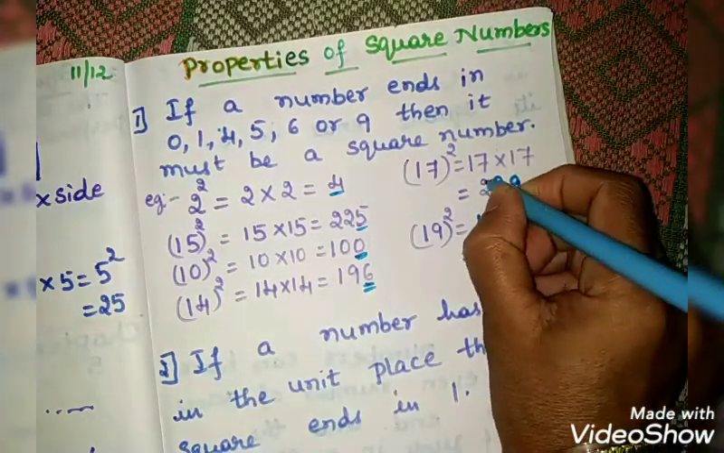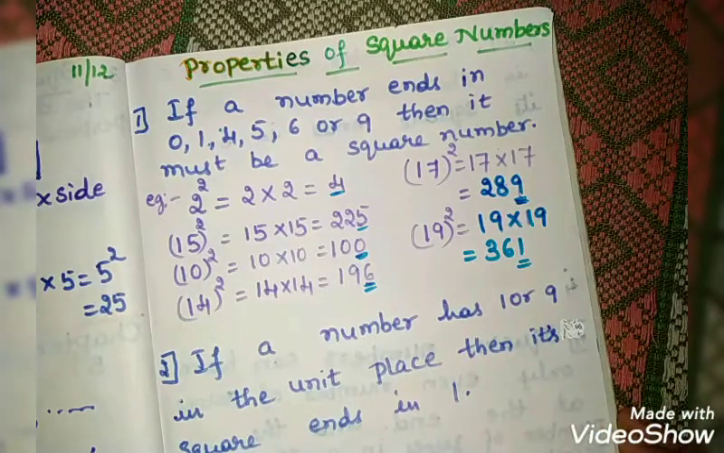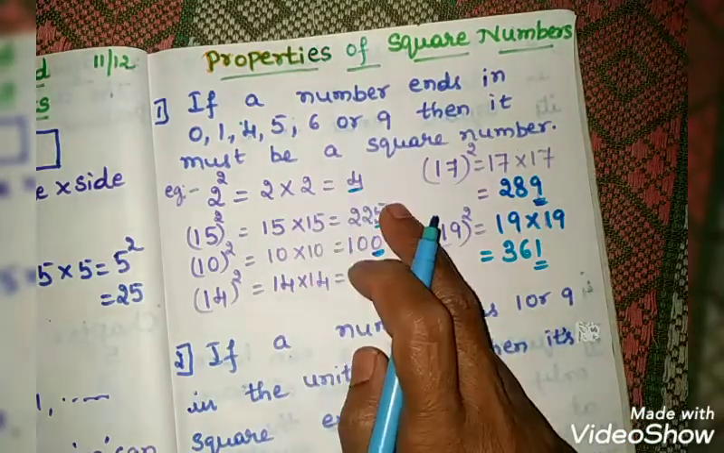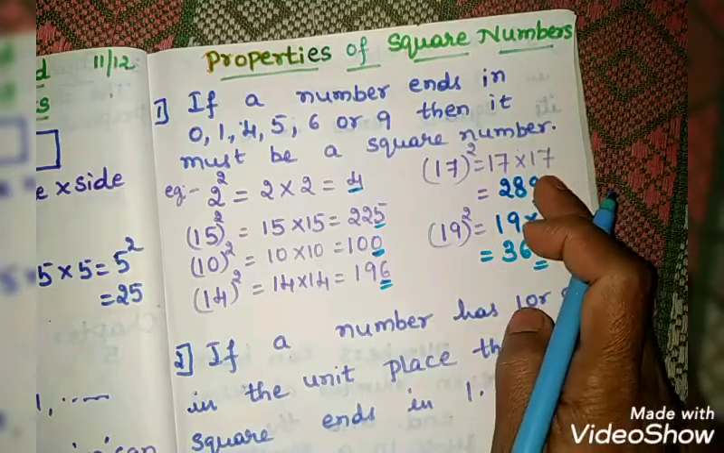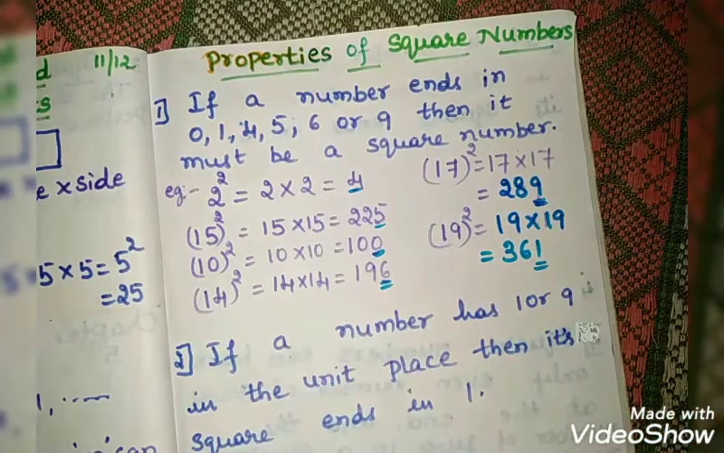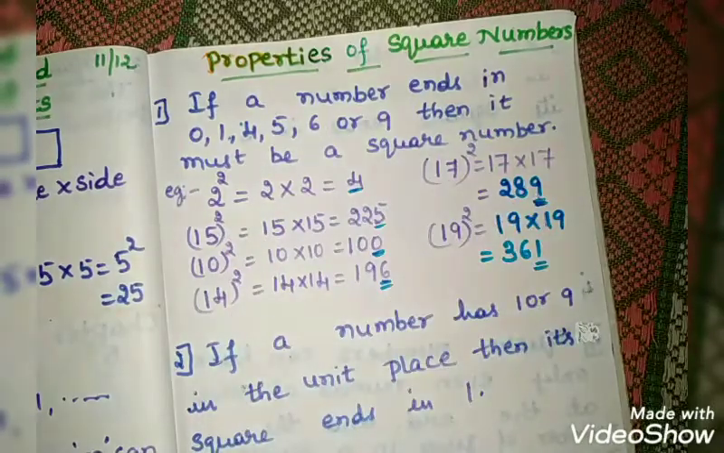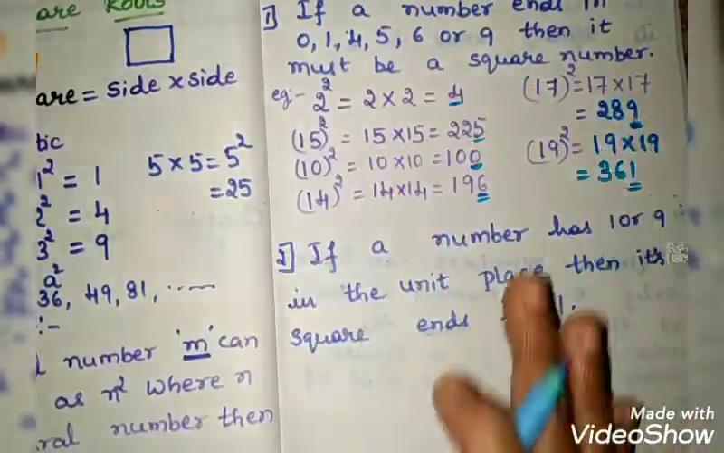We are having many examples to show that if a number ends in 0, 1, 4, 5, 6 or 9, then it must be a square number. Which is a square number now? 4 is a square number. 225, 100, 196, 289, 361. These are all the square numbers. Okay. This property we can prove like this. So these are all square numbers, children.